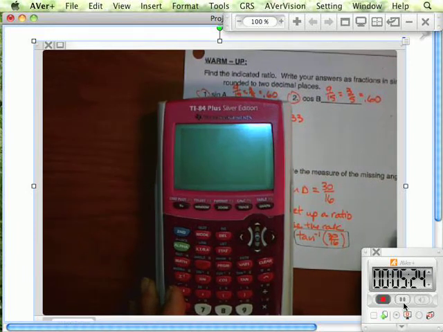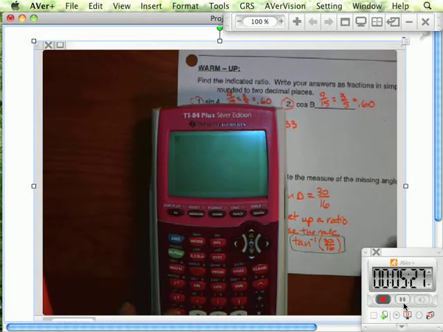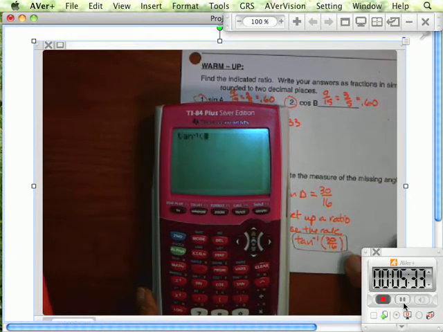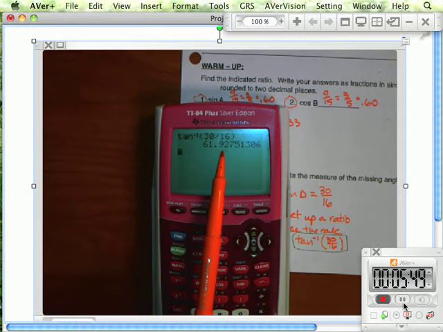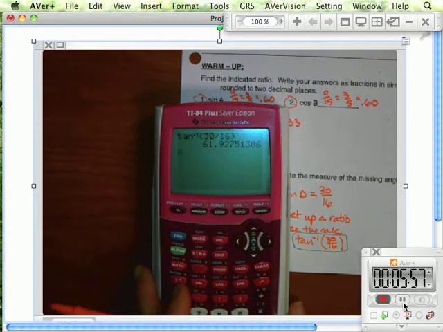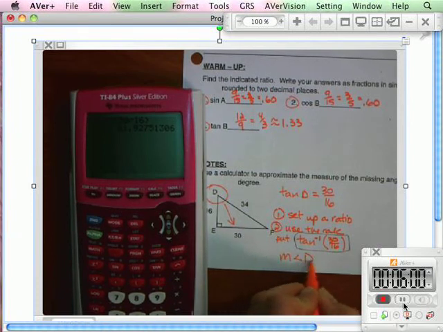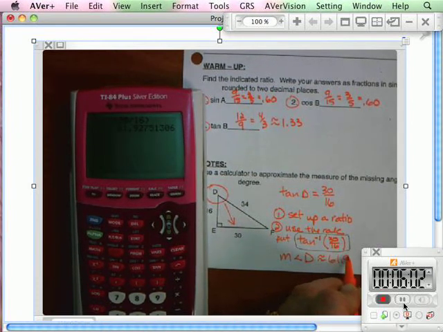Are you on degree? 61.9. Okay, so you go second tangent, now I have tangent inverse in there, and then you do 30 divided by 16, and I have to close the parenthesis. Enter. That is how big that angle is. Now we have to round to the nearest tenth, so what would it be? 61 point? Nope, the tenths place is right here, so this number is a 2, so we just drop it off. So the measure of angle D is approximately 61.9 degrees.